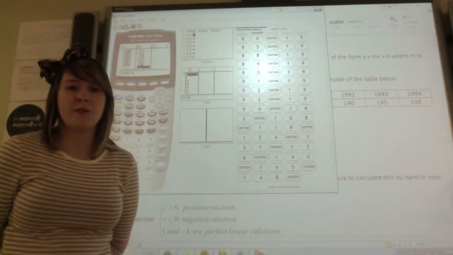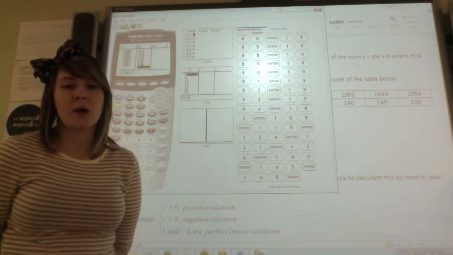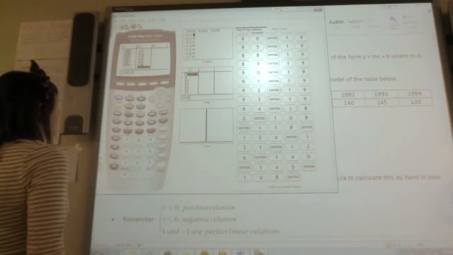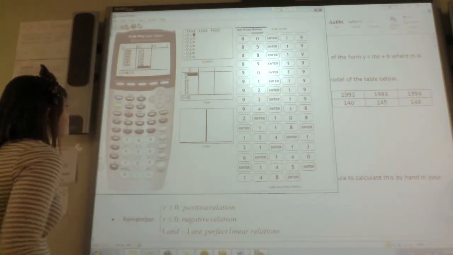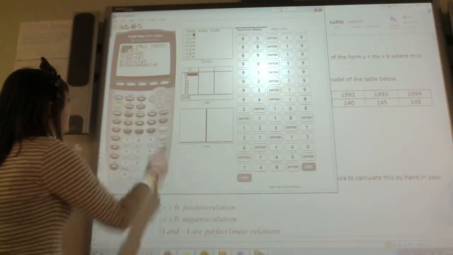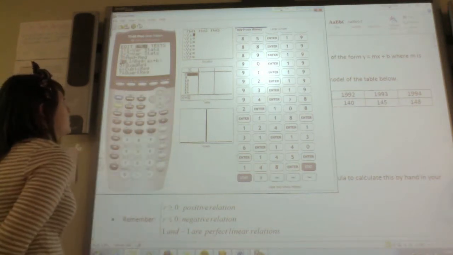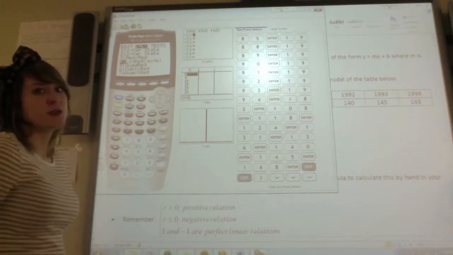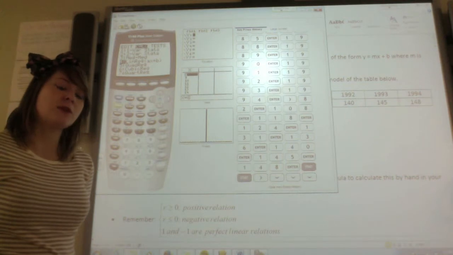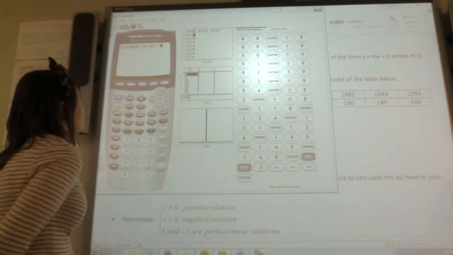Alright, now that I have all of my data entered into list 1 and list 2, I can ask my calculator to come up with a linear regression. So what I'm going to do next is hit Stat. Sorry, my calculator's not responding. Then I'm going to arrow over to Calc. I'm going to go down to number 4, which is LinReg ax plus b. That stands for linear regression. Basically, that's going to give me some sort of linear equation to model this data. I'm going to hit enter, and then hit enter again.